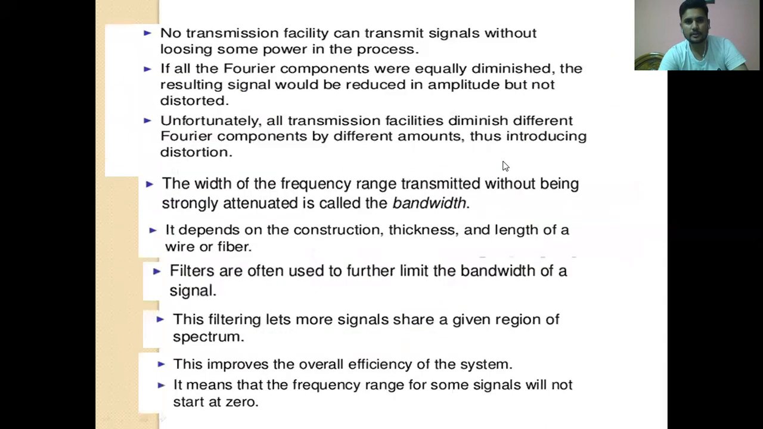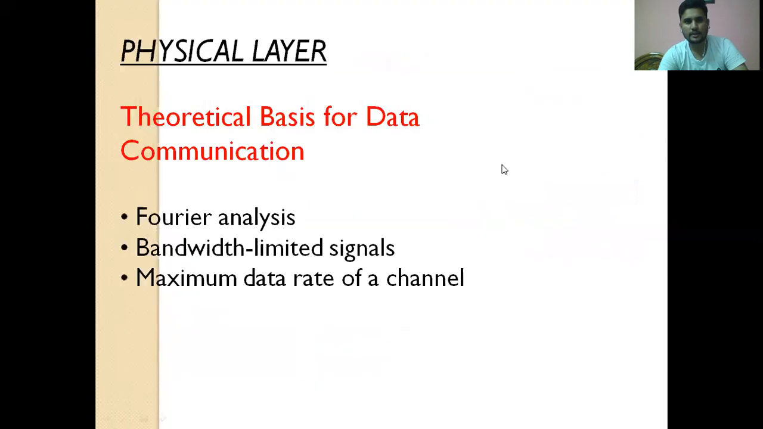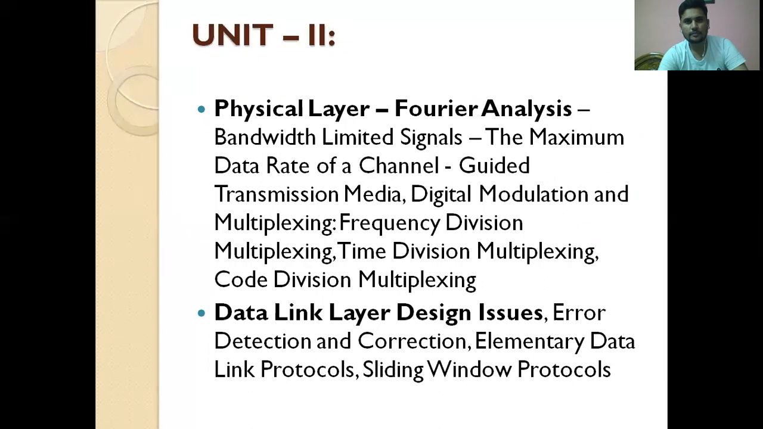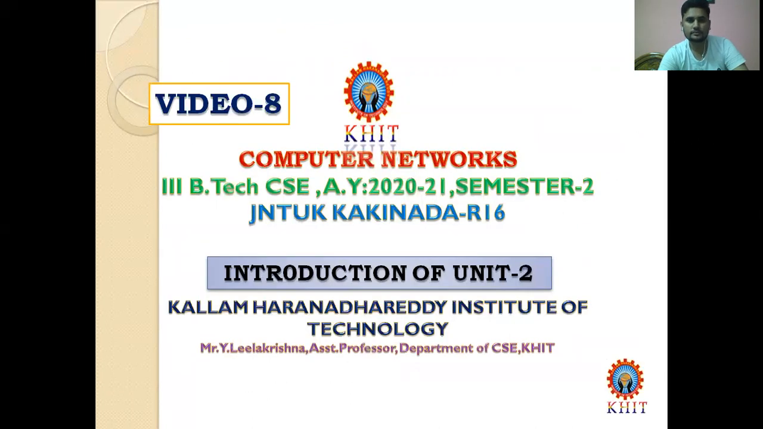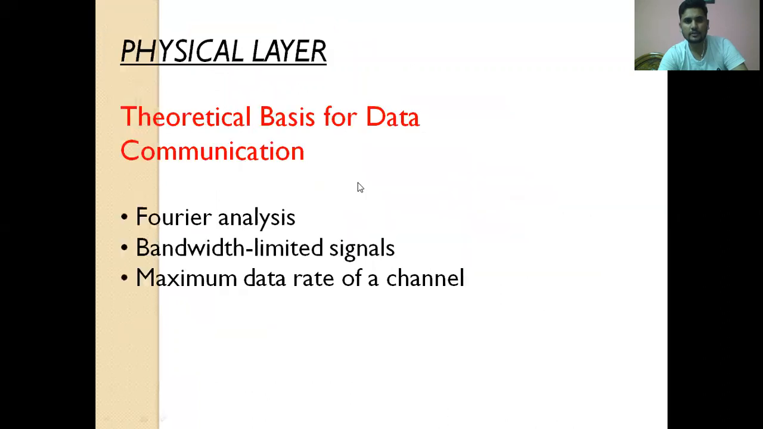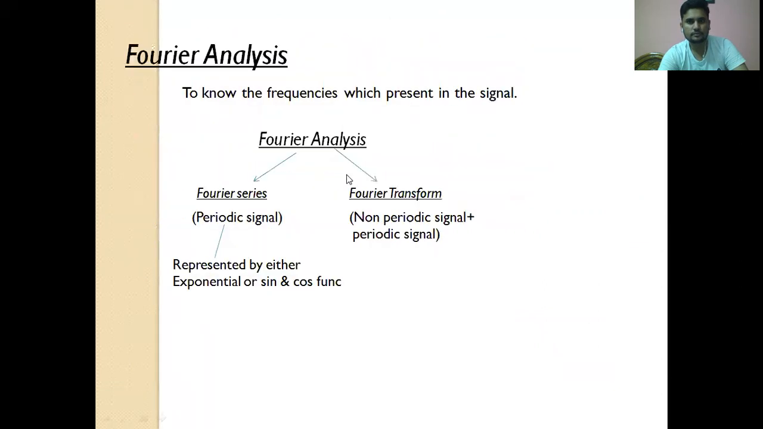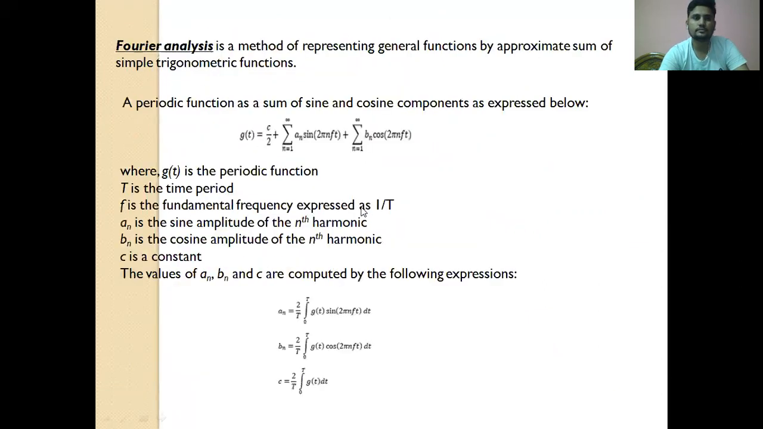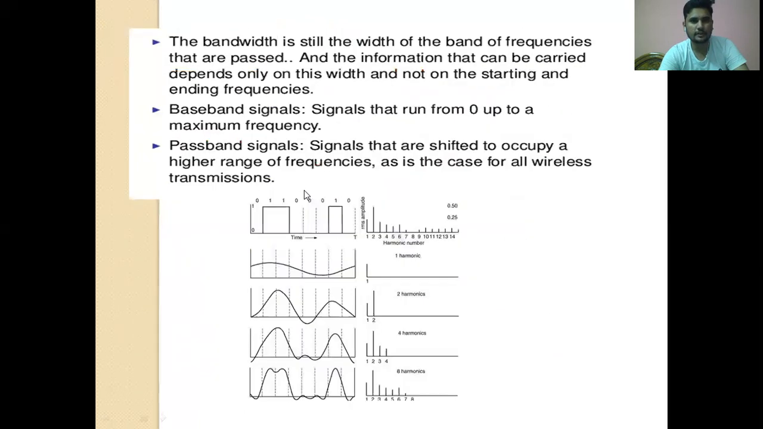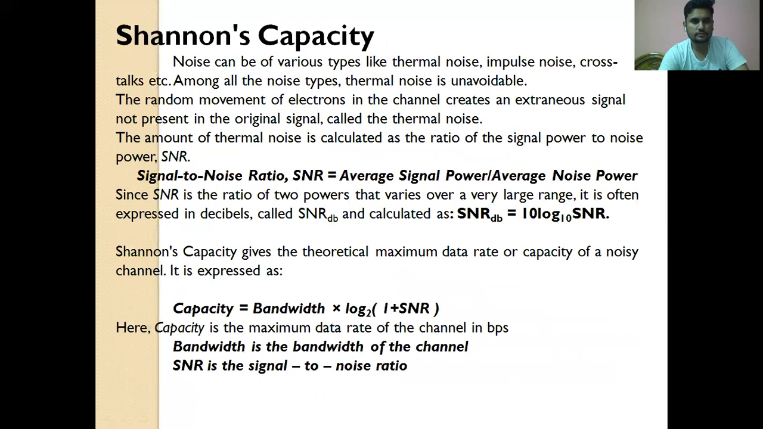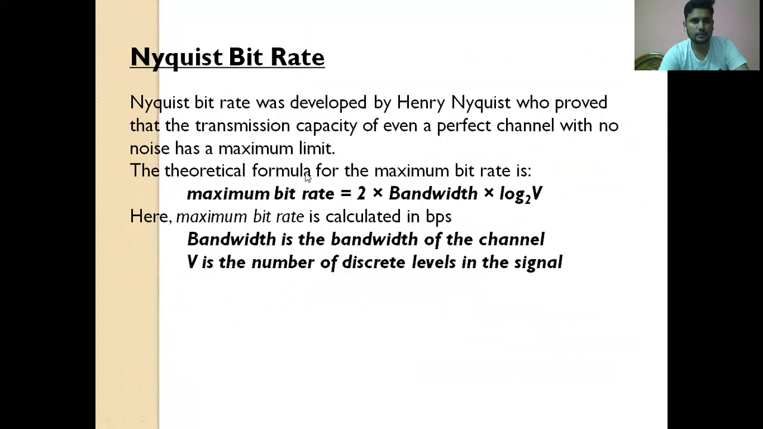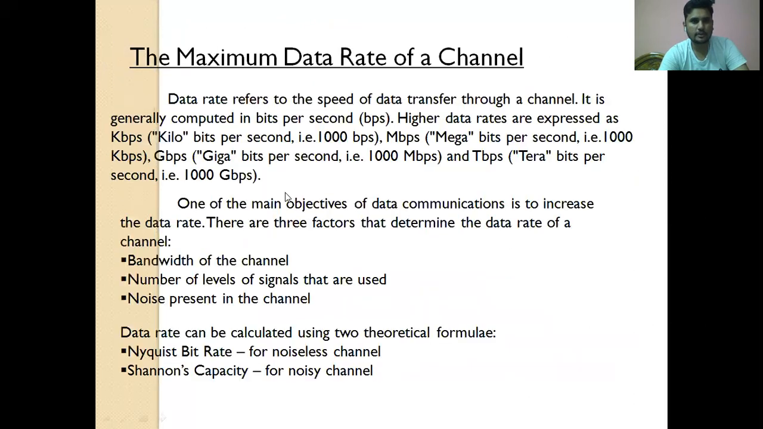What we will discuss in this video is the introduction part of the physical layer. Unit 2, that is physical layer: Fourier analysis, bandwidth limited signal. There are two methods, Nyquist and Shannon's capacity methods, to calculate data rates. What is meant by data rate is bits per second.